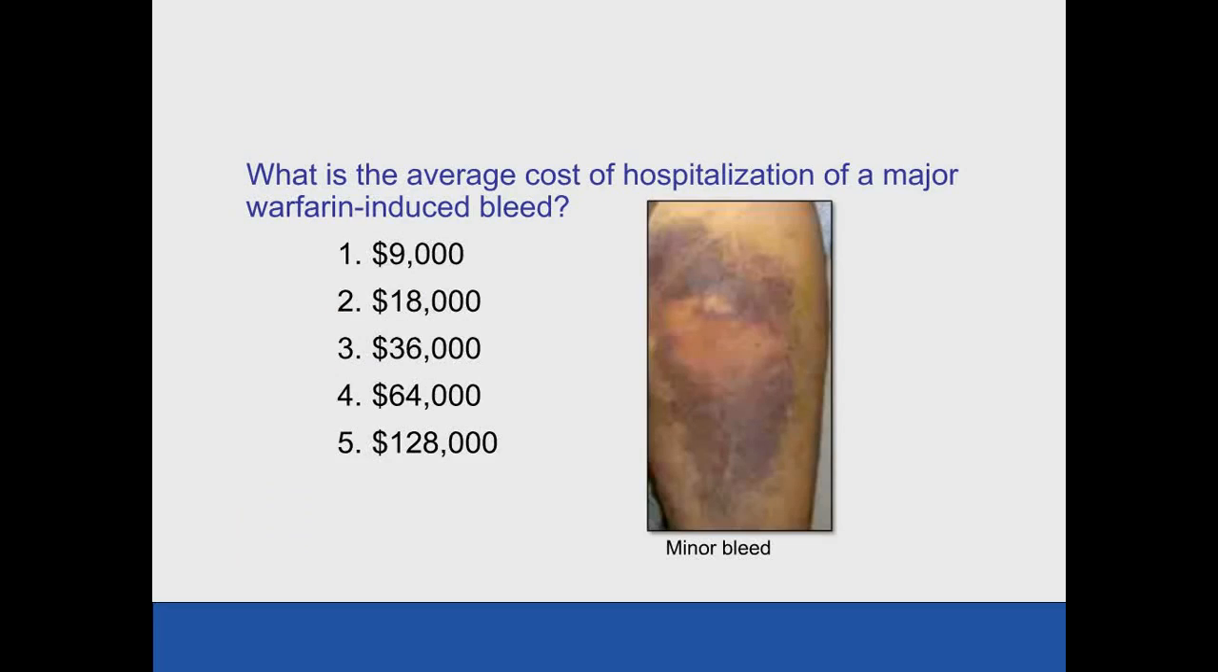So what's the average cost of hospitalization for a major warfarin-induced bleed? The photograph on this slide is of a minor bleed. That's not a bleed sufficient to suggest hospitalization. So we're talking worse than what is shown here. What's the cost of a hospitalization due to warfarin-induced bleed? On average, it's $36,000. So if you have to put a patient in the hospital, the cost is quite significant.